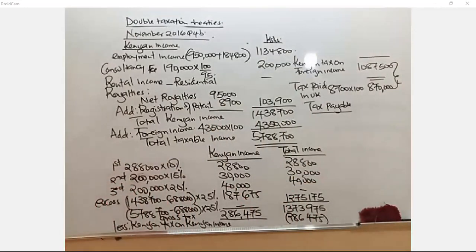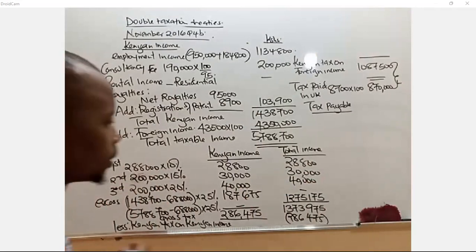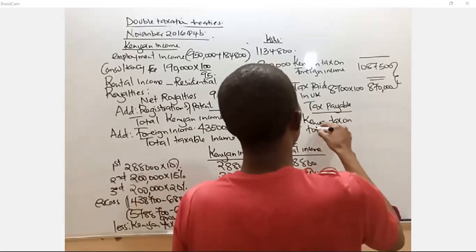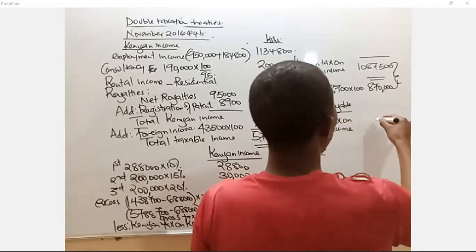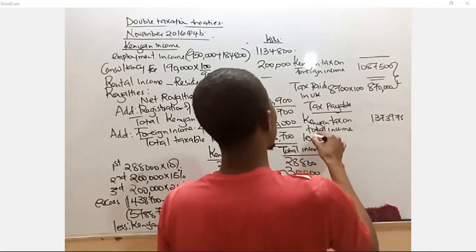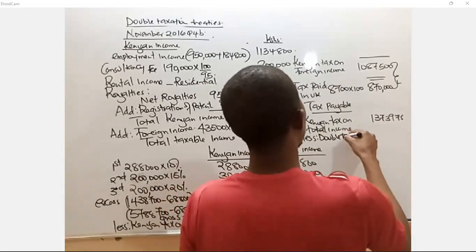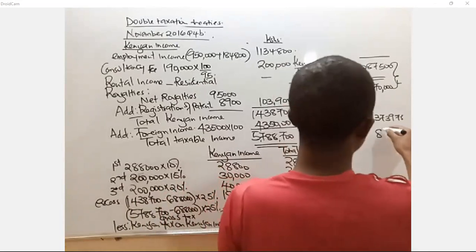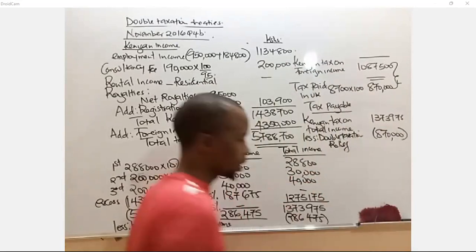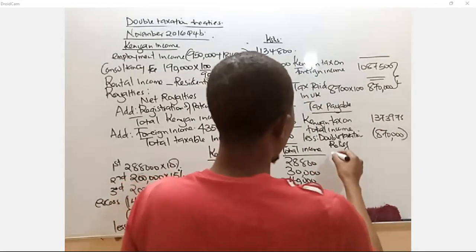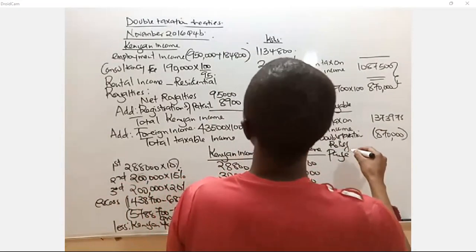Now in this case, let me first take the Kenyan tax on total income, 1,373,975. Then we less the double taxation relief. Our double taxation relief is how much? 870,000. Correct. There is also our PAYE. How much was PAYE? PAYE was around 184,800.